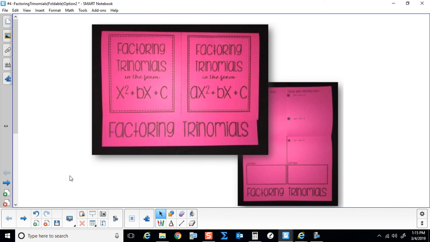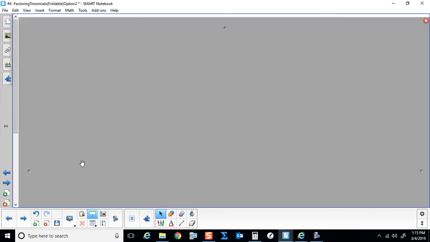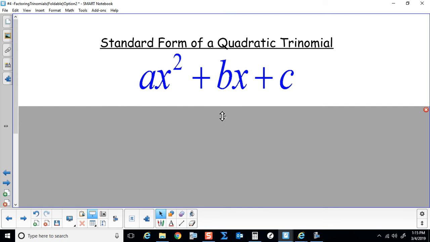Today we'll factor trinomials in the form of x squared plus bx plus c and in the form of ax squared plus bx plus c. So the standard form of a quadratic trinomial, we'll be working with trinomials or polynomials with three terms. The highest exponent will be squared, which is called quadratic. Quadratic comes from the word quadrus, which means square.